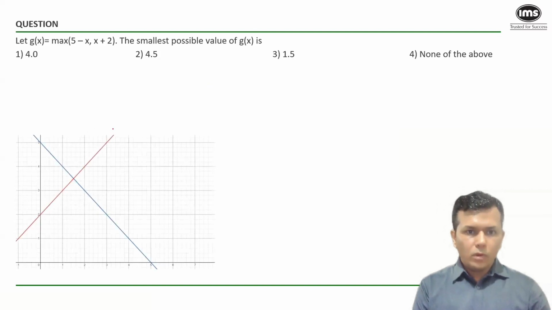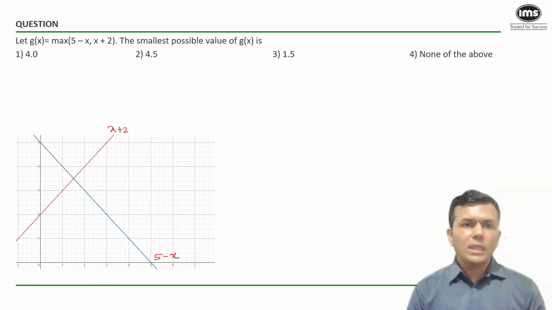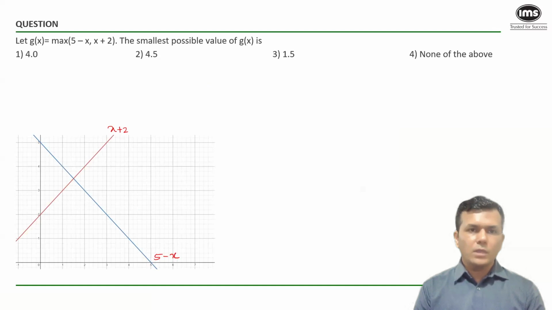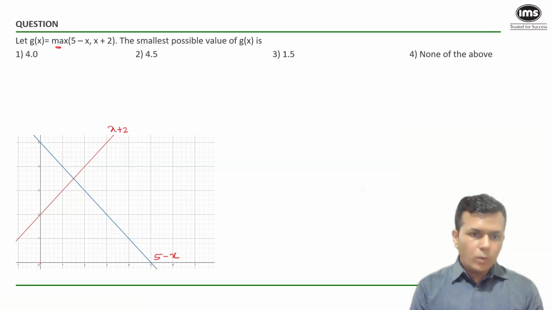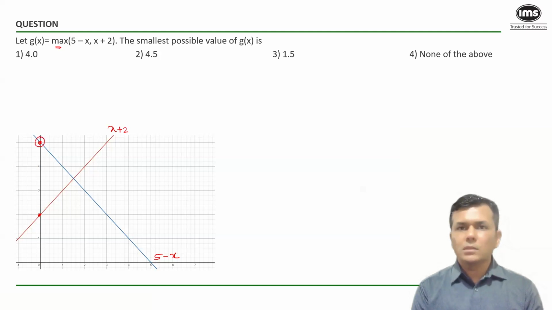So here we have a graph of x plus 2, and this is a graph of π minus x. Out of these two, one is an increasing function, the other one is a decreasing function. And g(x) is going to be the maximum out of these two function values at any given point. For example, if you take x equal to 0, you are getting two function values. x plus 2 has a function value of 2, and 5 minus x will have a function value of 5. Which one is the maximum of these two? This is the maximum, and that is why this will be chosen as g(x).